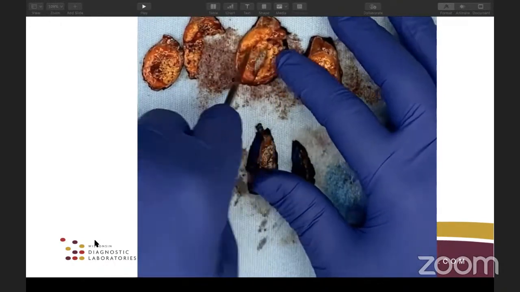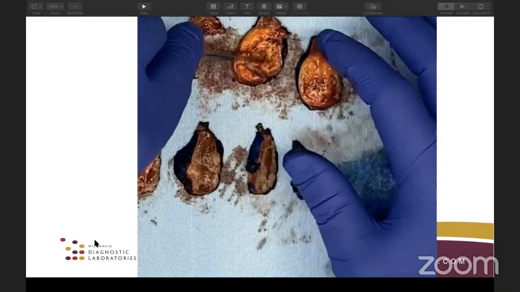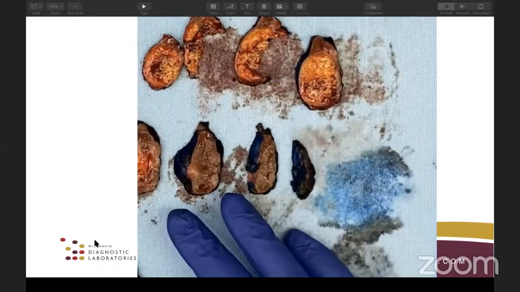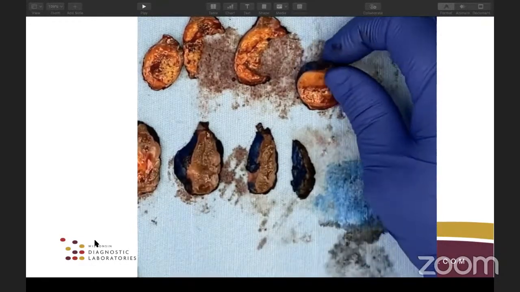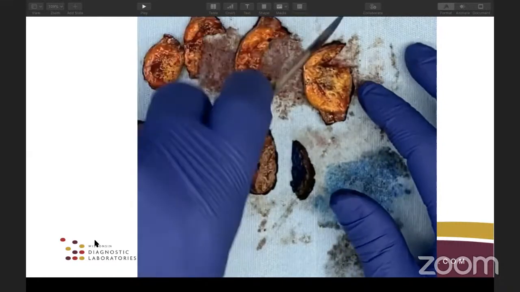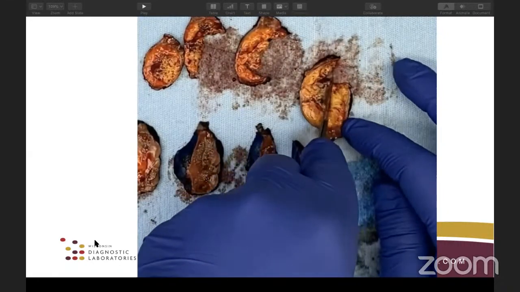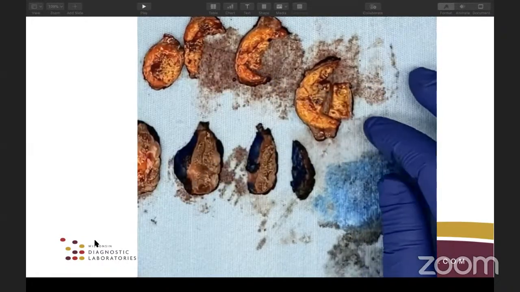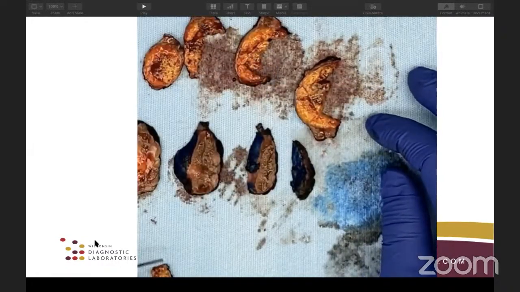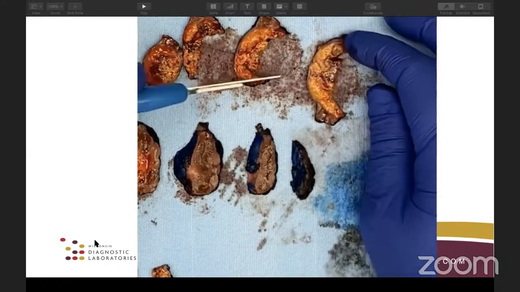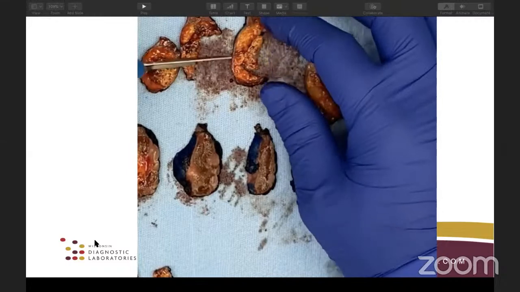So here I'm taking tumor with resection margin. The resection margin, the black ink, is going to be along the right side of each of these sections. And you'll note that the tumor is very close to the resection margin. So these sections are important. So I'm taking all the areas where it's the closest. And again, I'm putting these into cassettes, which are off screen.